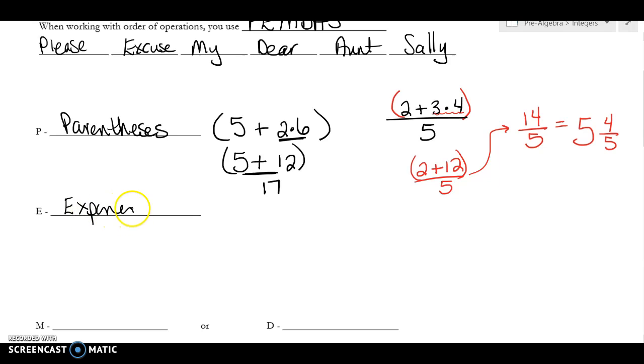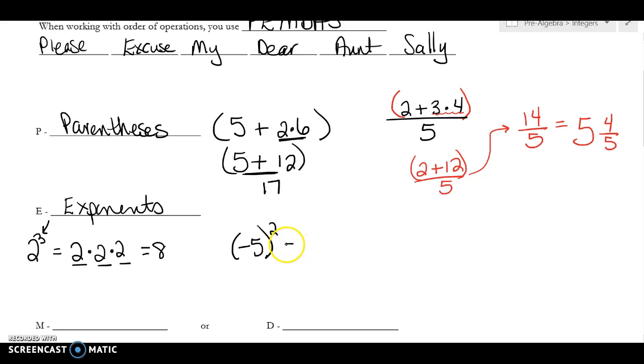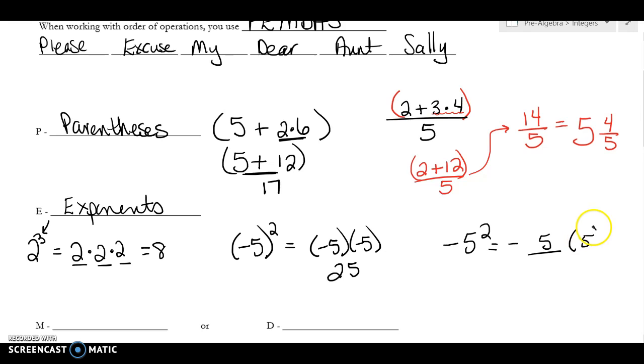And we should probably just learn some basic stuff about exponents first. And an exponent, if I say 2 to the third, that is 2 times 2 times 2. It's 3 of them. This tells me how many of them there are. And so that's actually 8. If I have negative 5 squared, that's the same as negative 5 times negative 5, which is a positive 25.